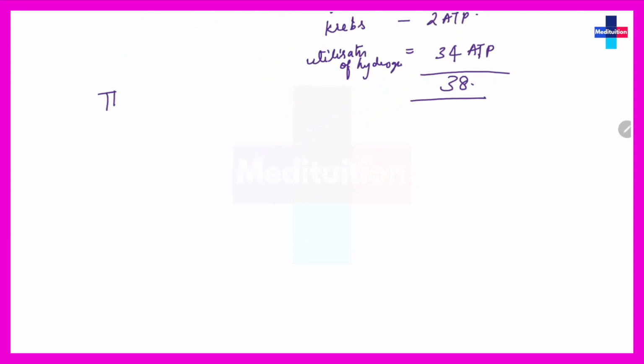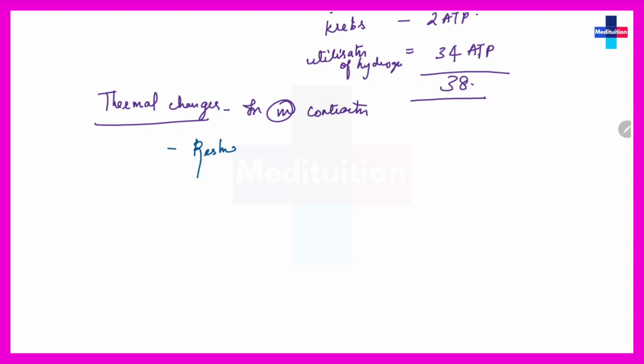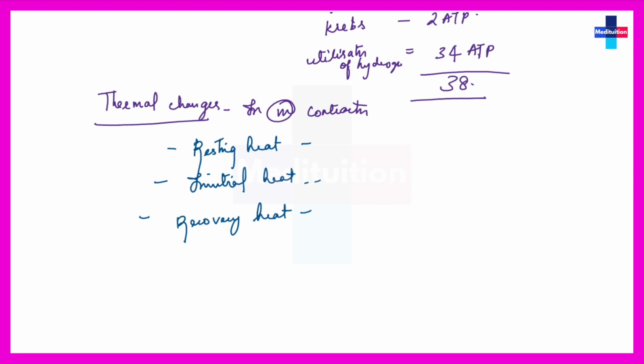Okay, thermal changes are also there in muscular contraction. So what are all the thermal changes? They will be in the form of heat, right? There is a resting heat, initial heat, and your recovery heat. So this is what happens in the thermal changes, right? Whatever muscular contraction has been undergone, whatever heat has been produced, we name it rest, initial and recovery heat.